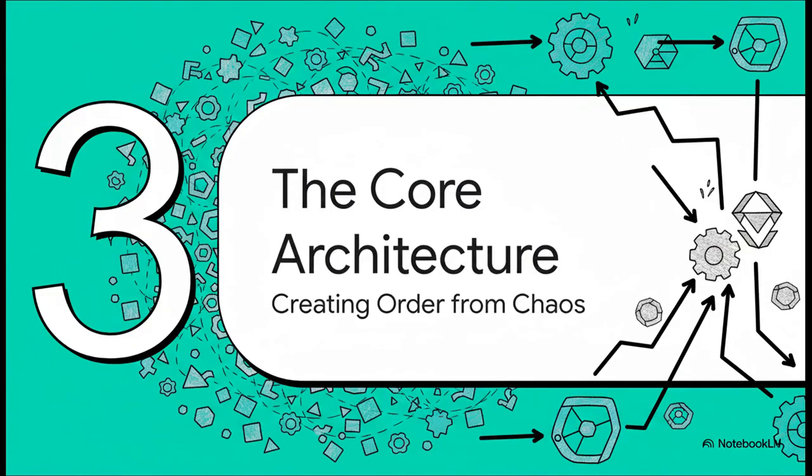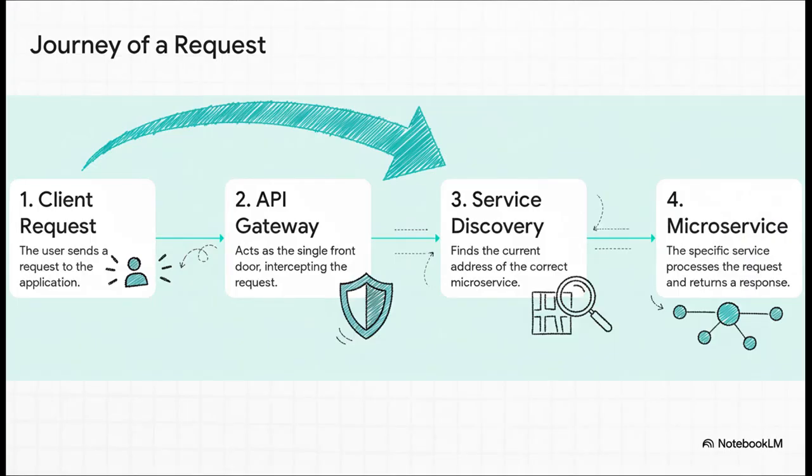Okay, but hold on. If you have all these little services running around everywhere, doesn't that just create chaos? How do they all work together? Well, that's where the core architecture comes in. There are a couple of key players that keep everything in order. So check this out. This shows you exactly how a request travels through the system. It's not a free-for-all. When a user sends a request, it doesn't just bounce around hoping to find the right place. Nope, it follows a very specific, controlled path, and each step has a really important job to do. Let's break down what those jobs are.